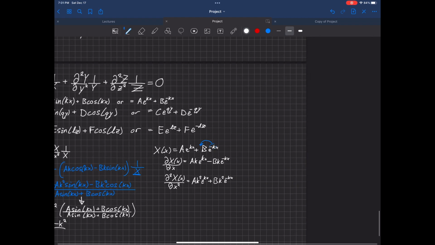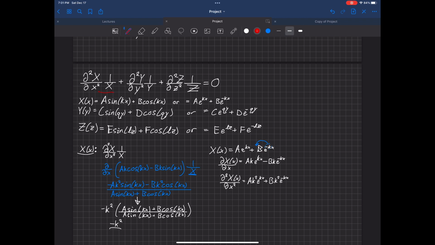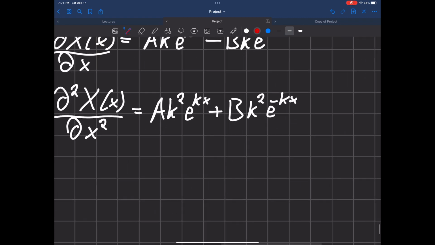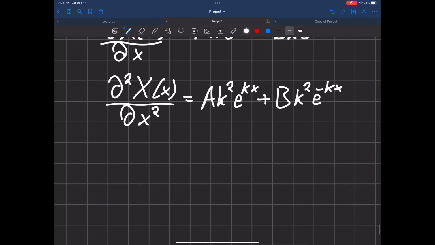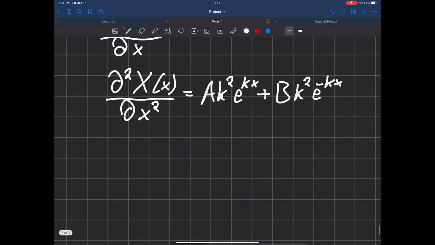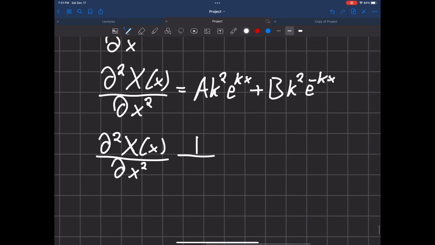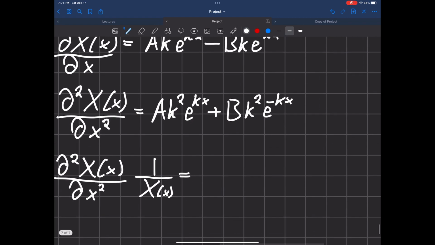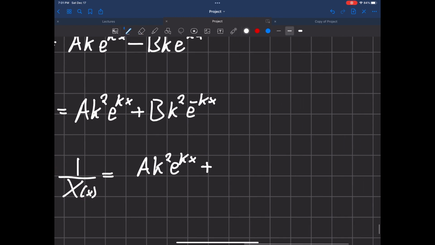We need to divide this whole thing, right? Because going back to our formula, this is what we're doing. So now we need to divide by that 1 over X. So this whole thing over X, so I'm going to write that explicitly here, the second derivative of X over X of x, right? And this equals a k squared e to the kx plus, and this is super important, the plus sign, plus b k squared e to the negative kx.